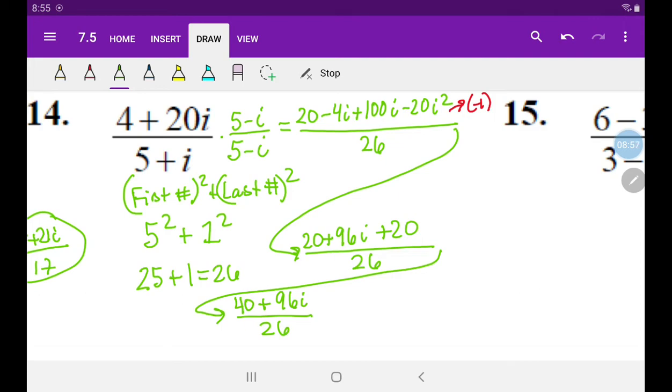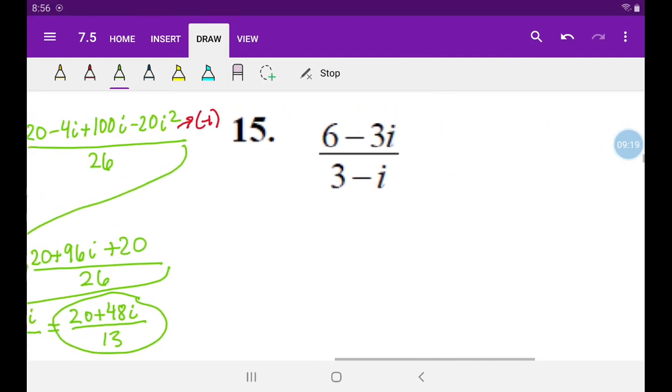Well, 40, 96, and 26 are all even numbers. So they're all divisible by 2. So that's going to give us 20 plus 48i all over 13. And that, you can leave your answer like that, or if you want to split up your fractions, you can go ahead and do that. Okay, so that was number 14.